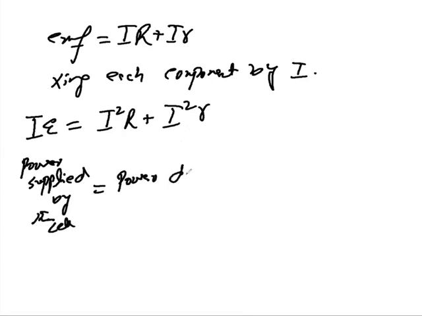This is the load. So power by load or delivered, same thing. Power delivered to load, and power wasted in the cell.